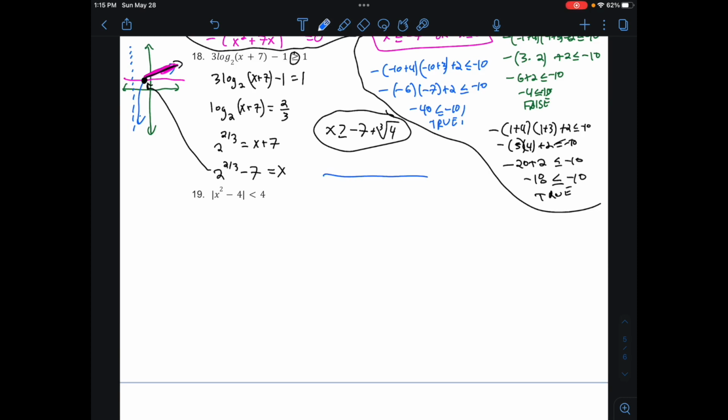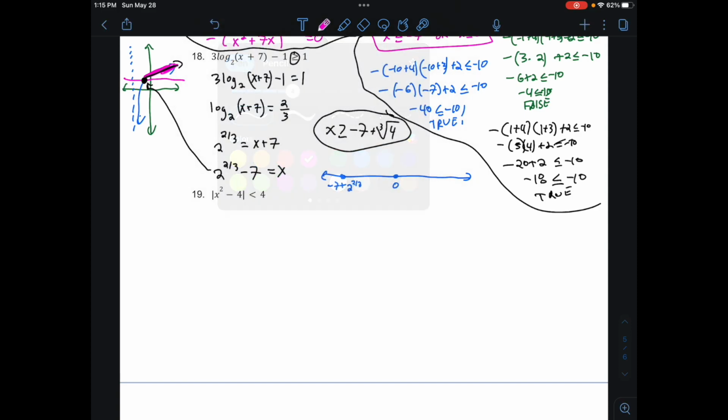Let's do the test though. If I imagine that point, here's 0, negative 7 plus cube root of 4. That's pretty close to negative 7, right? Say that's negative 7 plus 2 to the 2/3 here. If I want to go to the right of that, why don't I just test 0?